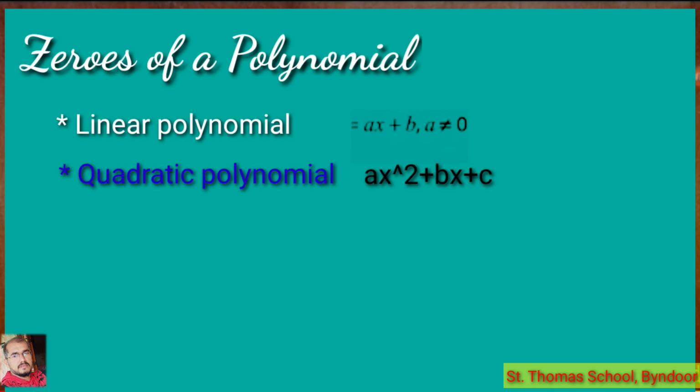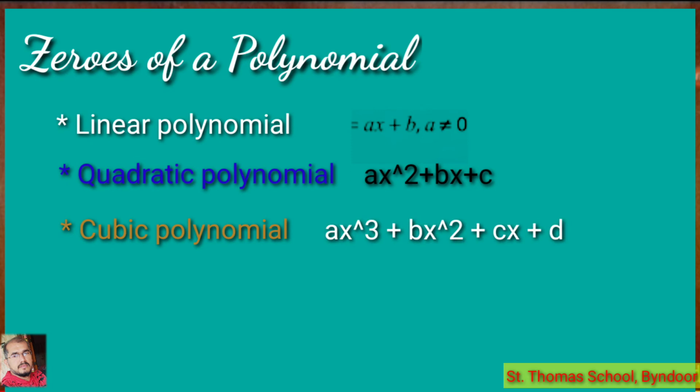Clear? So now next is the cubic polynomial. The cubic polynomial is there in the form of ax cube plus bx square plus cx plus d. It means the power is 3. But a is not equal to 0. Here also a is not equal to 0. If a equals 0, it becomes a quadratic polynomial.